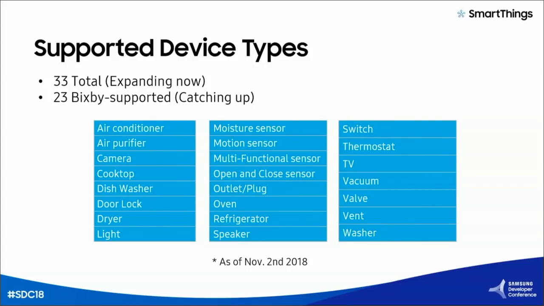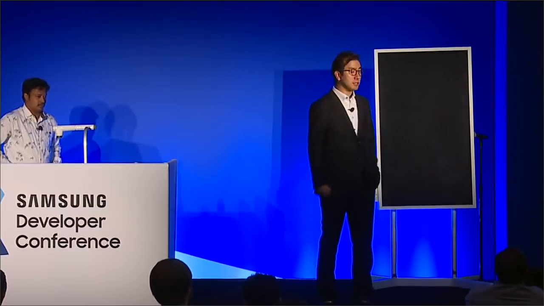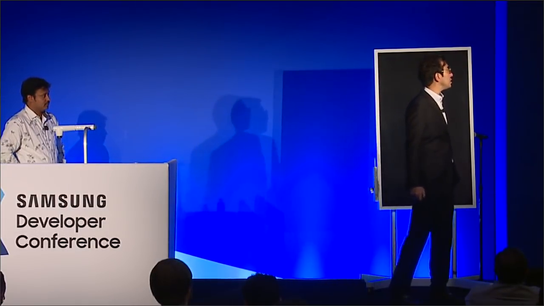In the developer workspace, there are 33 different device types you can create. But you also can create some device not in that 33. But Bixby recognizes 23 device types. So we are trying to catch up the gap. And if you're making a device and your device is not in the list of this Bixby coverage, I think you don't need to worry about it.